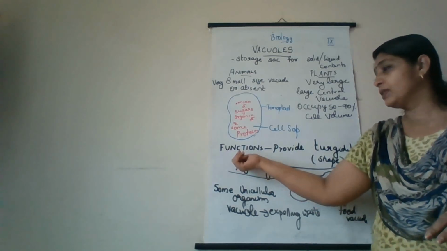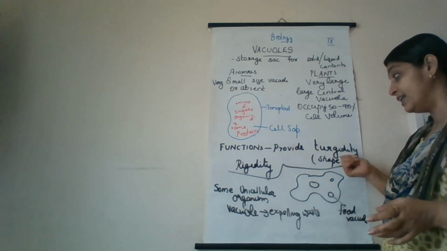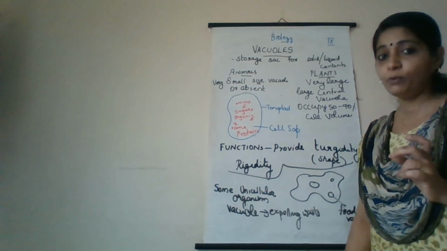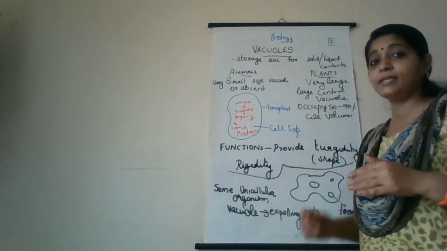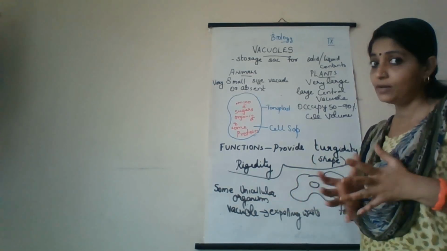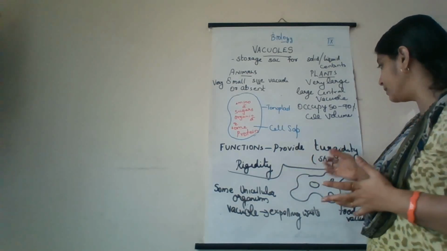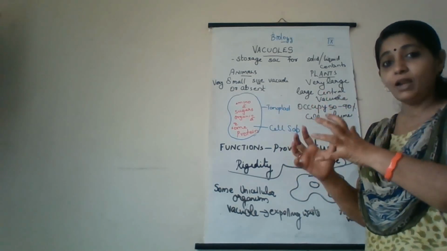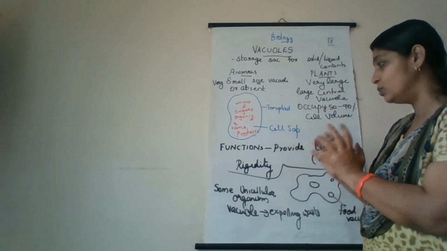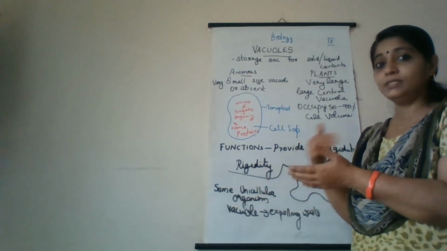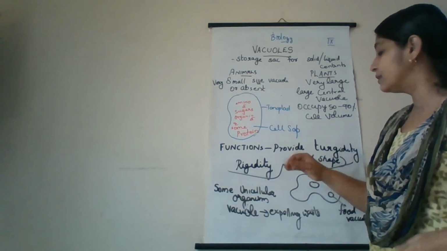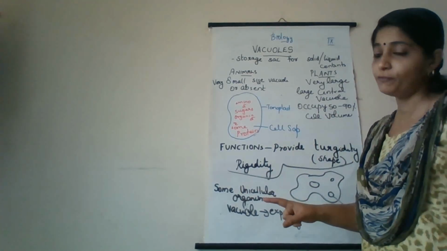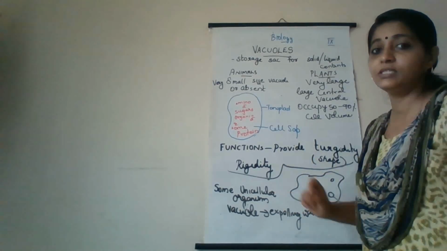Coming to the function, mainly it provides turgidity and rigidity to the cell. What do we mean by turgidity? Turgidity means the proper shape. If water enters, the cell swells up, and if water leaves, the cell shrinks. Because of the vacuole filled with fluid, the cell has a turgid, proper shape. Rigidity means its strength. So the function of the vacuole is providing turgidity and rigidity to the cell.